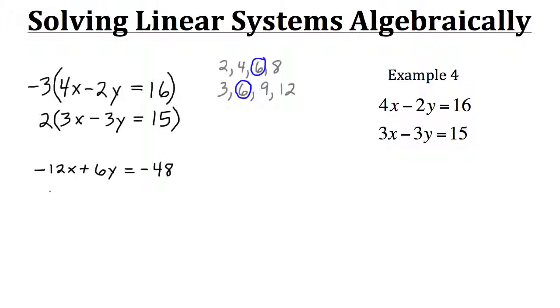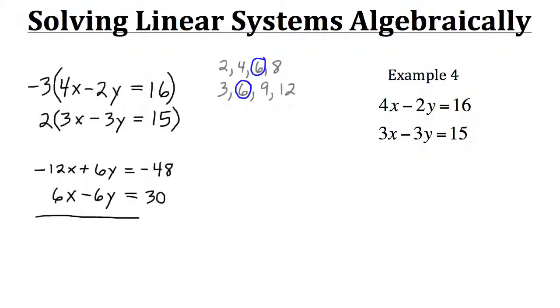So here's our new version of the first equation. Now let's do the same thing for the second. So we'll first do the 2 times 3x, which will give us a value of 6x, and then 2 times the -3y gives us a -6y, and then 2 times 15 gives us a value of 30. Now we're ready to do the elimination.